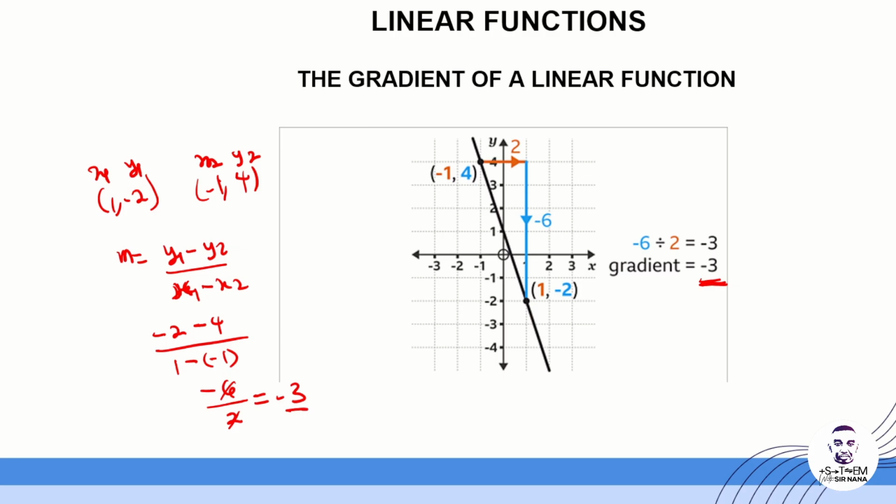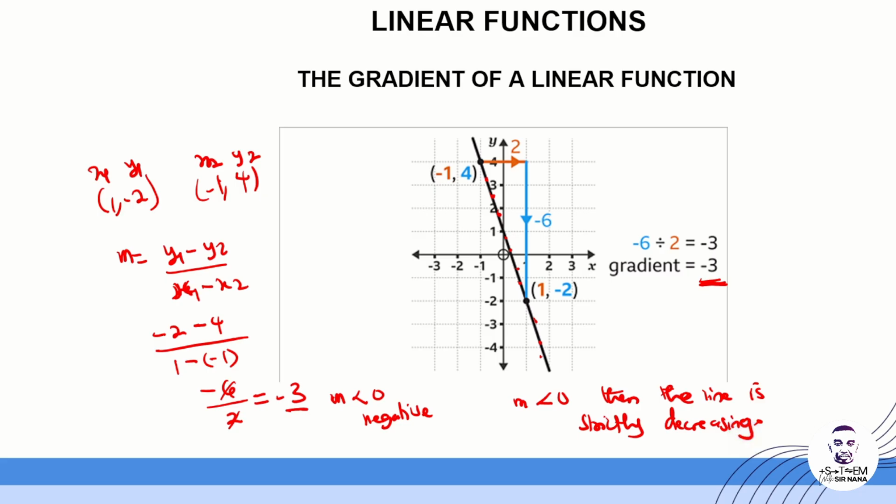And what does it mean when we have a negative gradient, or when the gradient m is less than 0? We see that the line, or the equation, is strictly decreasing. So we realize that it is moving from the positive side towards the negative side. So when the gradient is negative, when m is less than 0, the line is strictly decreasing. And when m is greater than 0, then the line is strictly increasing.